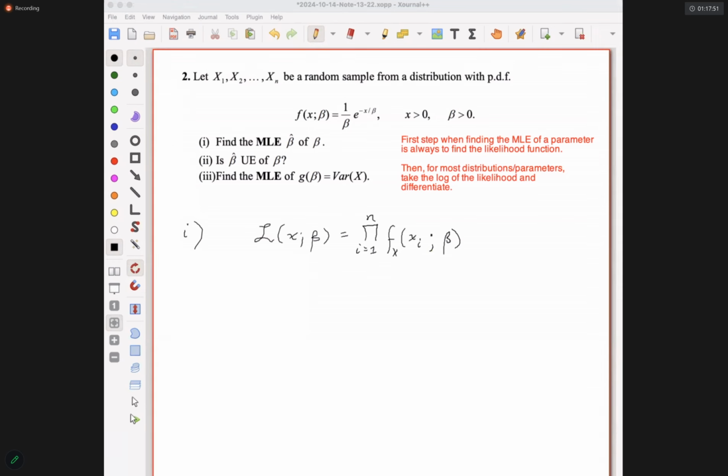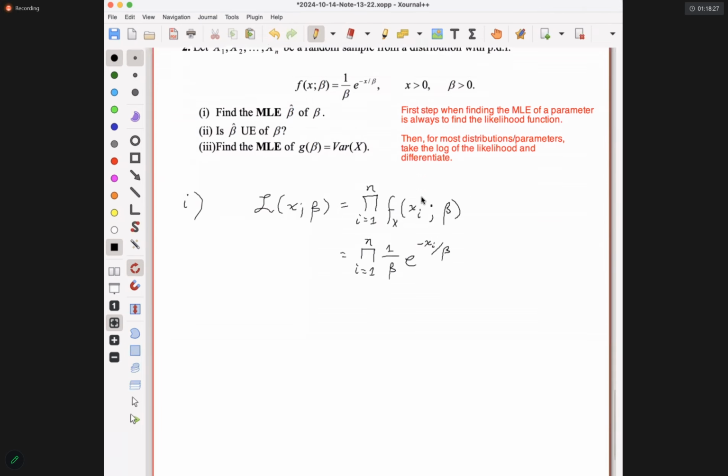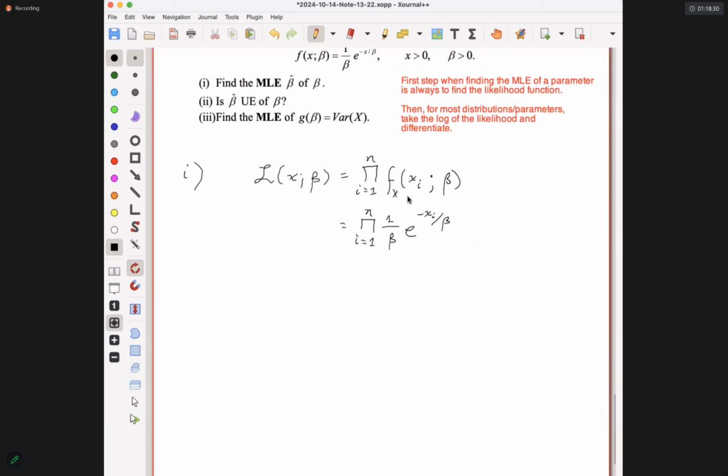And so then I can replace this with the actual density in terms of beta and x. So this is 1 over beta, exponential of minus xi over beta. Does that make sense?